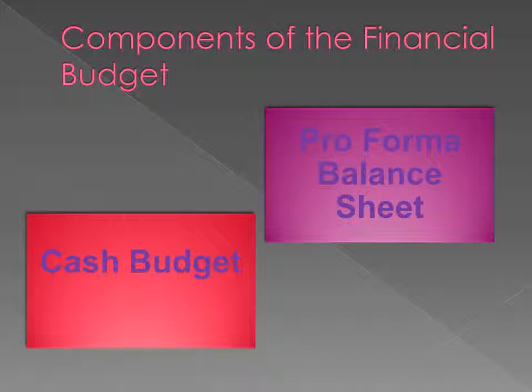Now the components of the financial budget are very simple as well. You have a cash budget and a pro forma balance sheet. Your cash budget simply measures liquidity, how much cash is on hand. The pro forma balance sheet measures your assets and your liabilities, and gives you a little longer term view of the financial state of your company.